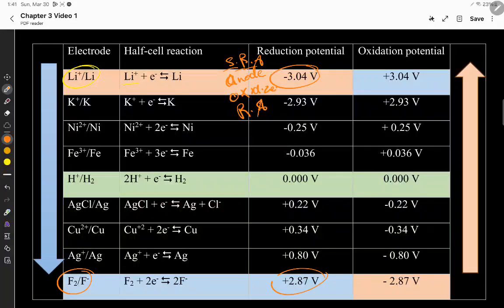Let's go down here. As the reduction potential increases, as the oxidizing agent strength increases, when we go down, the substance will be the cathode.